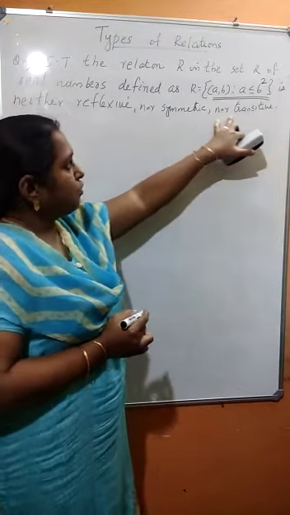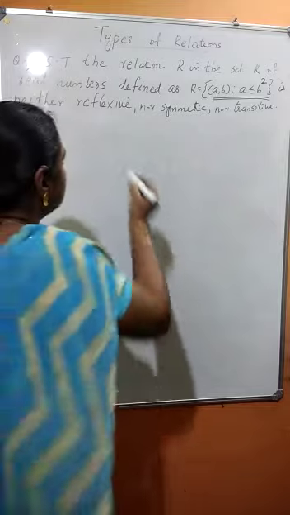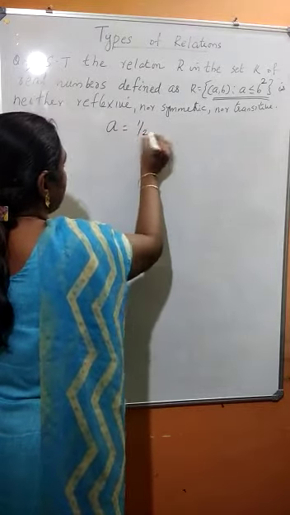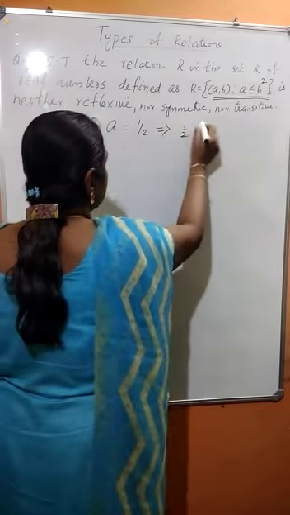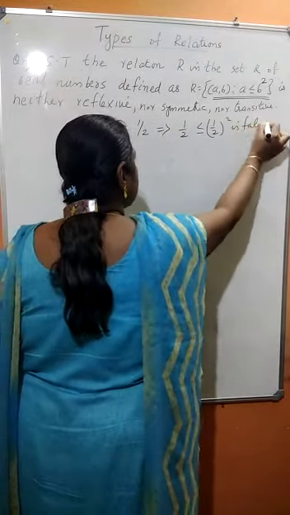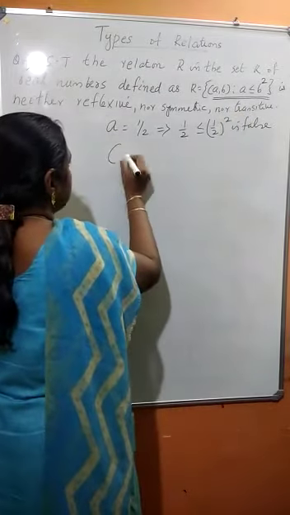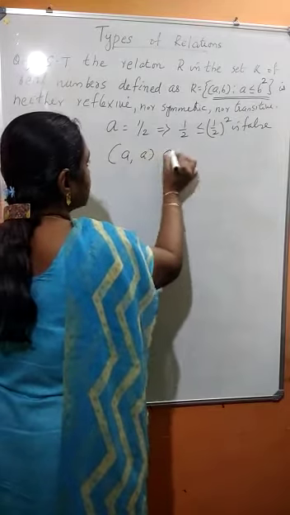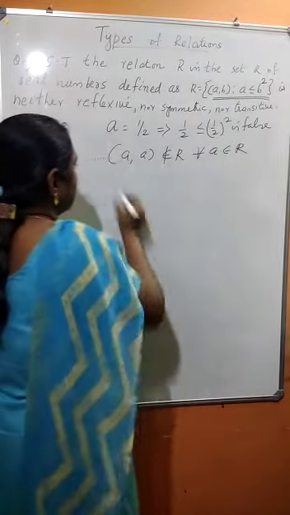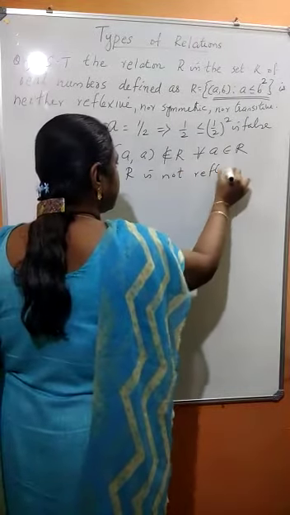Children, for proving a result which is wrong, it is enough to provide a counterexample. So for proving the relation is not reflexive, I am taking a as half. So 1 by 2 is less than or equal to (1 by 2) whole squared is false. We cannot say that 1 by 2 is less than or equal to 1 by 4. So it is false. That means (a, a) does not belong to R for every a belonging to the set of real numbers. So we can conclude that R is not reflexive.